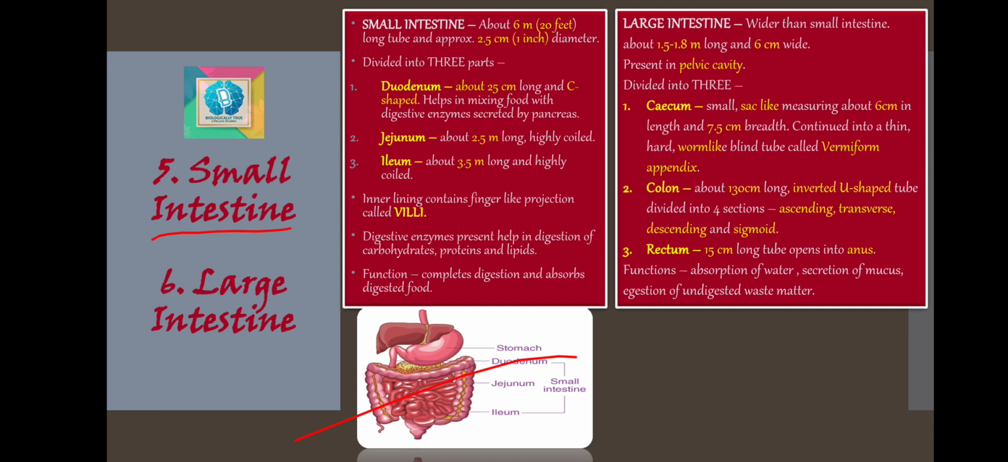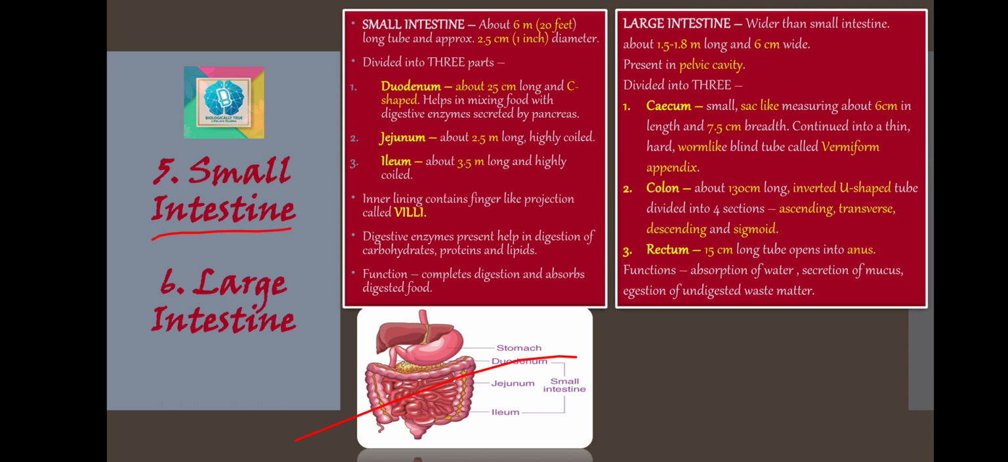The inner lining of the small intestine is produced into finger or tongue-like projections termed villi, which in number are around 4 to 5 million. These villi increase the area of absorption and contain numerous Brunner's glands, that is your intestinal glands. Enzymes like amylase, lipase, trypsin help in the digestion of carbohydrates, proteins, and lipids.